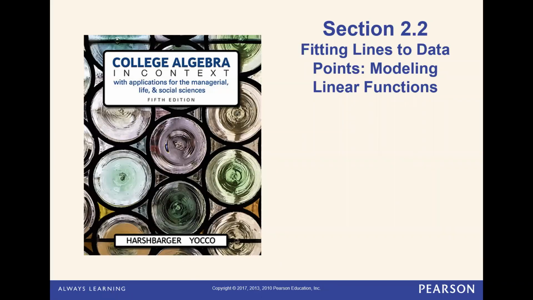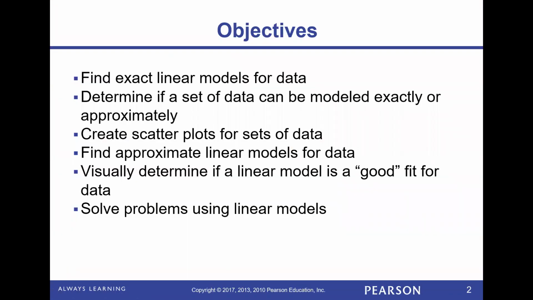Let's talk about section 2.2, which is about fitting lines to data points, where we look more at modeling linear functions. As we look at this information, we are going to find exact linear models for data, and determine if the set of data can be modeled exactly, or if it's going to have to be approximate.